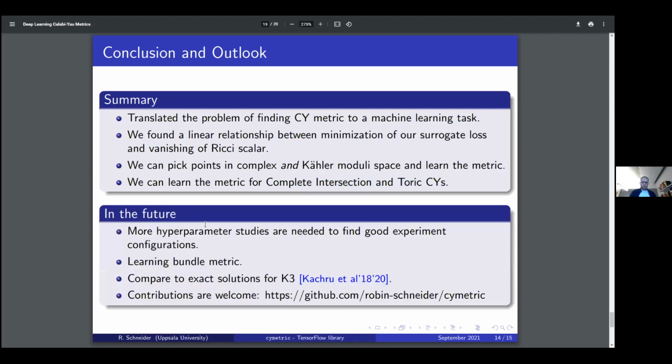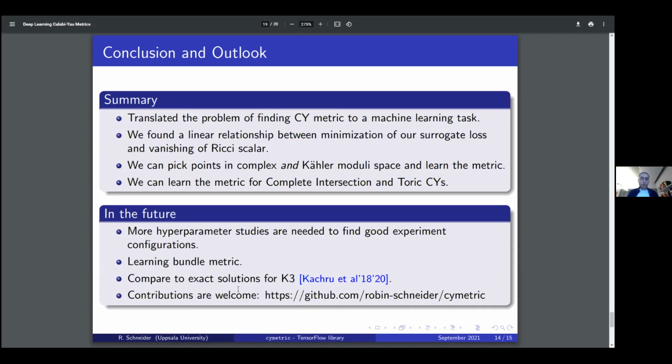In the future, a few things need to be done. So first of all, we will need to do some more hyperparameter studies to find good experimental setups, good experimental configurations, which generalize well over different kinds of manifolds. We want to learn a bundle metric, of course, to make some more progress with the Yukawa couplings. What can be done else is we can compare our results here to the exact solutions which are known for K3 manifolds by Kähler and others. This would be very interesting.